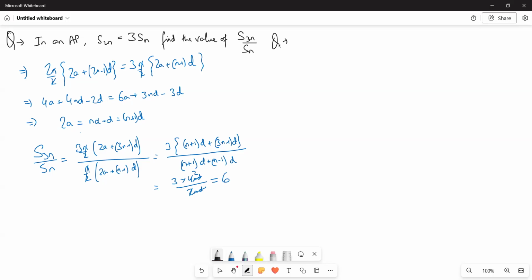Okay, next question. If A1, A2, A3 up to AN are in AP, then find the value of 1 by root A1 plus root A2, plus 1 by root A2 plus root A3, going up till 1 by root over of AN minus 1 plus root over of AN.